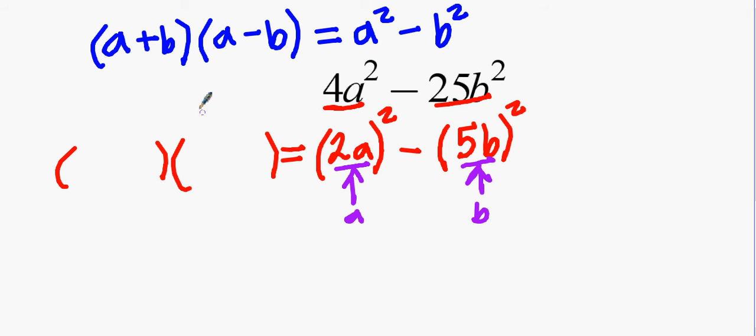So all I need to do is follow the formula where it says a plus b. I'm going to write 2a plus 5b. And where it says a minus b, I will write 2a minus 5b. That's it. That's how you factor difference of squares.